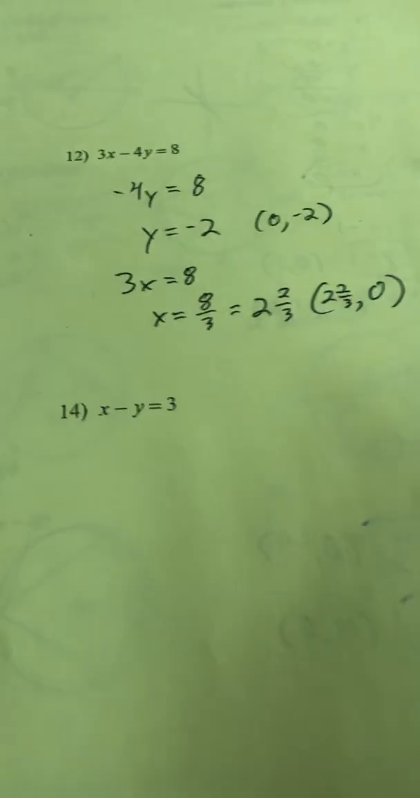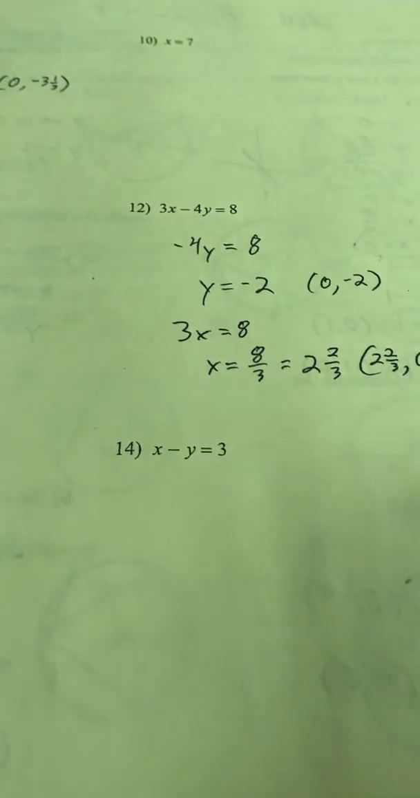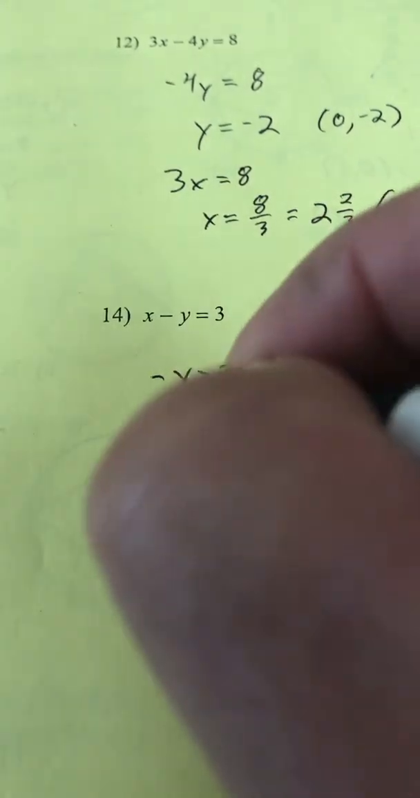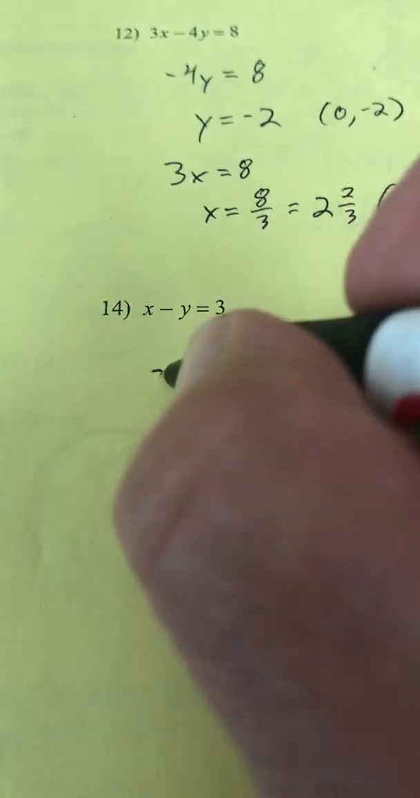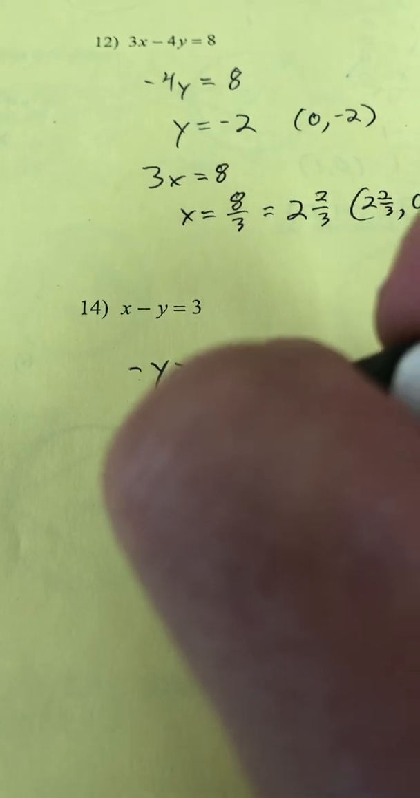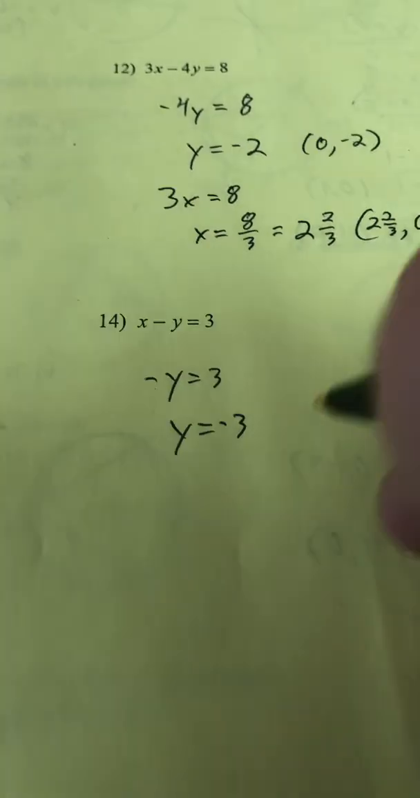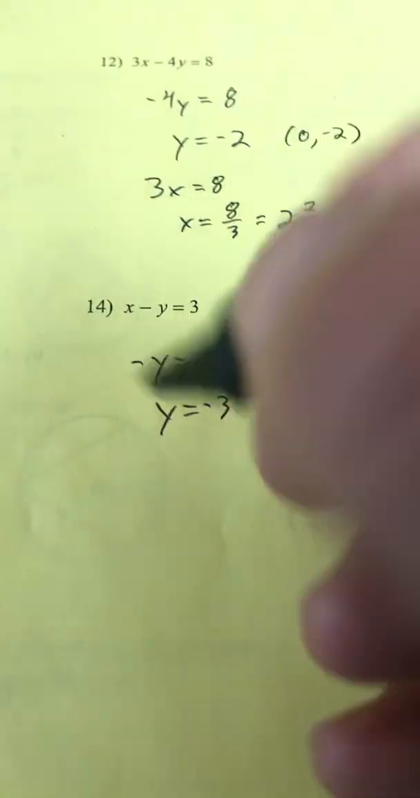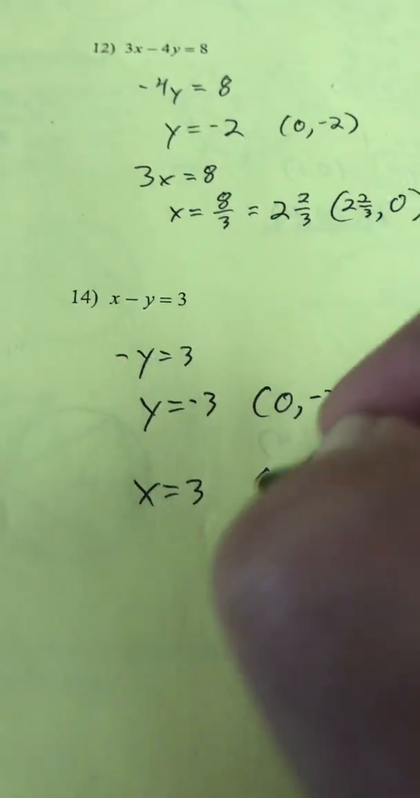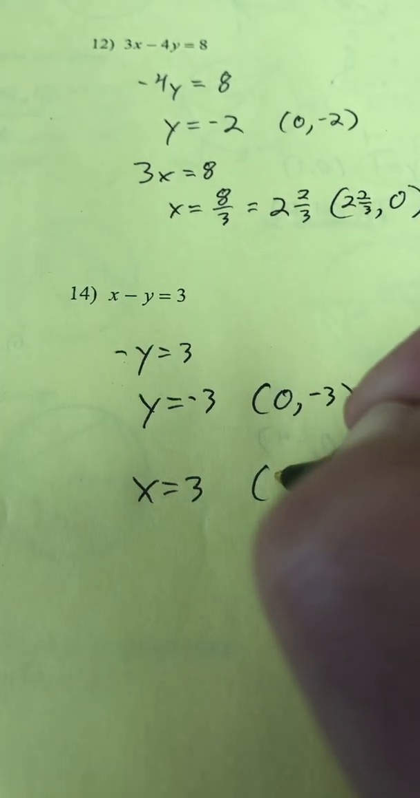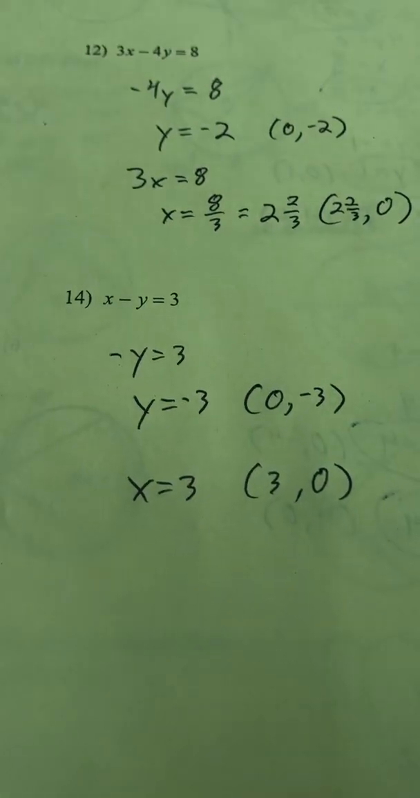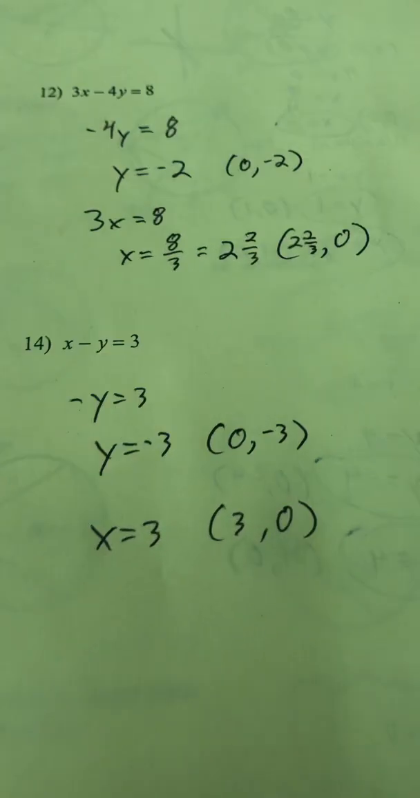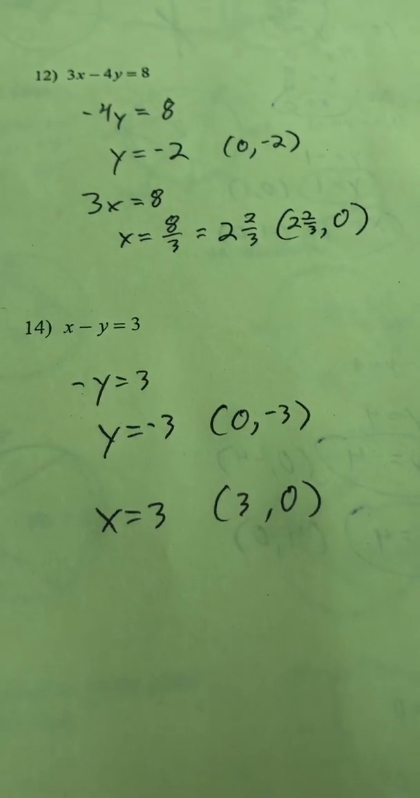All right, and if I could help you with number 14 also, when x is 0, I have negative y equals 3. Y is then going to equal negative 3, because if I change the sign, I don't want to know what negative y is, I want to know what y is. So that changes that sign. So when x is 0, y is negative 3. When y is 0, x is going to equal 3. Okay, so that's your number 14. And that's a lot of help, and hopefully it makes some sense.